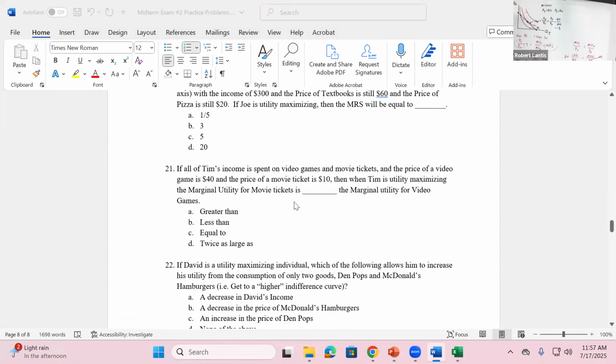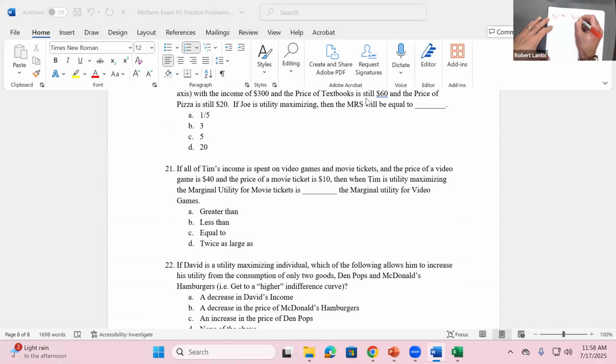Okay, so I'm thinking module 8 is probably going to be one that's tough. So we've got prices, marginal utility. This is basically similar to the last one I asked, but in terms of not actually coming up with a value, I'm just asking you, is it less than, greater than, equal to, twice as large? So I'll write this down before you go. The price of a video game is 40.